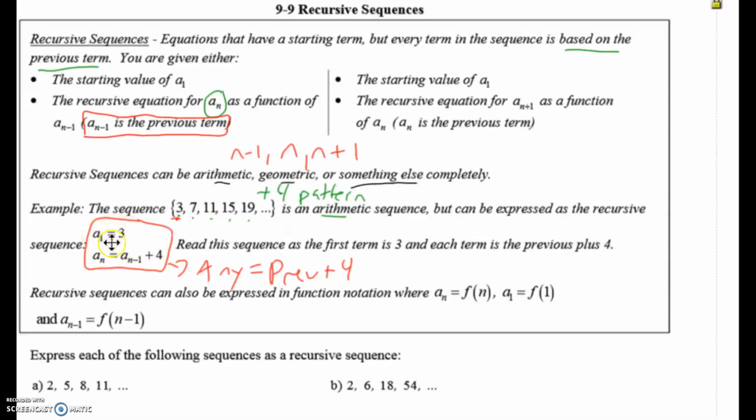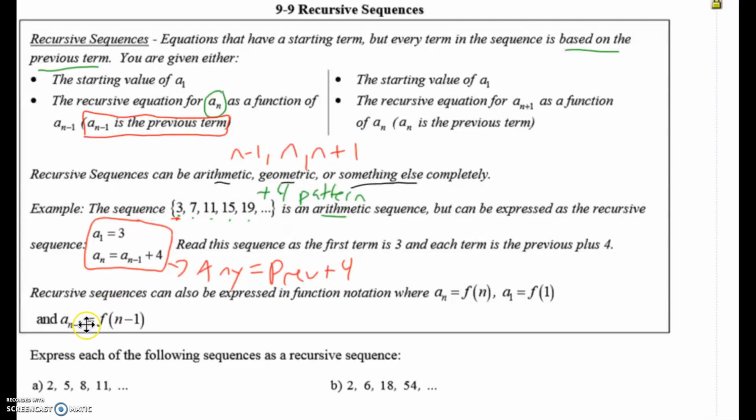And you have to say that a sub 1 is 3 because just saying that it's the previous term plus 4, I can't produce this sequence unless I know where to start. So saying that you add 4 to get to the next one, I can't actually create the sequence unless I know where it begins. Okay, now I know where it begins. I could do plus 4, plus 4, plus 4, and so on.